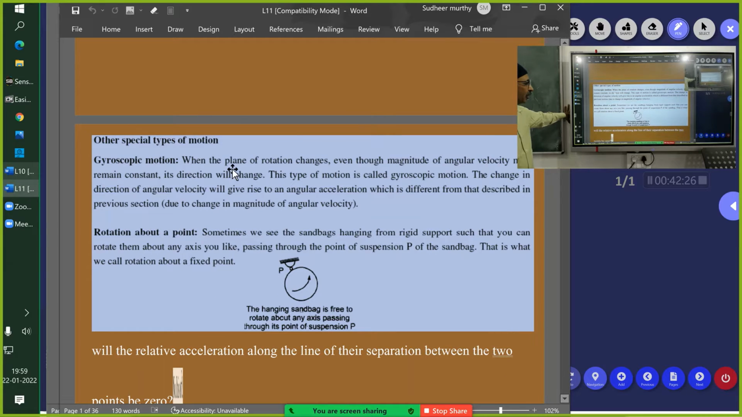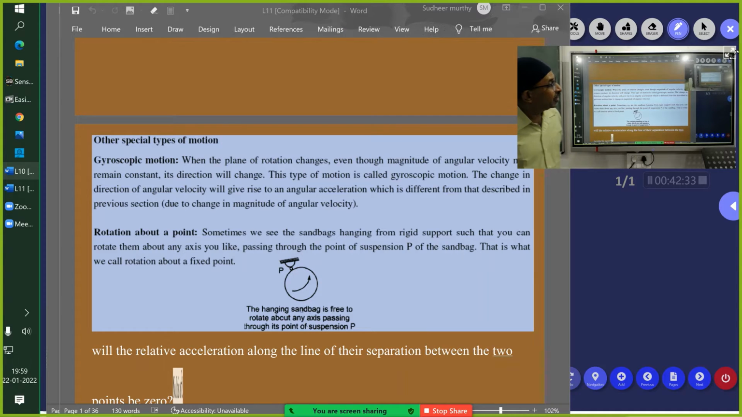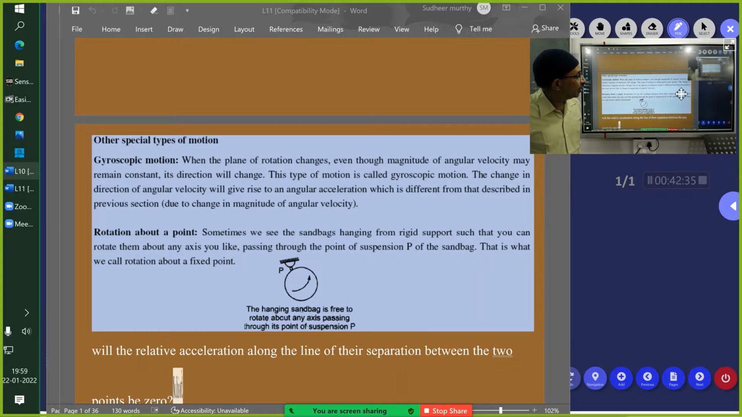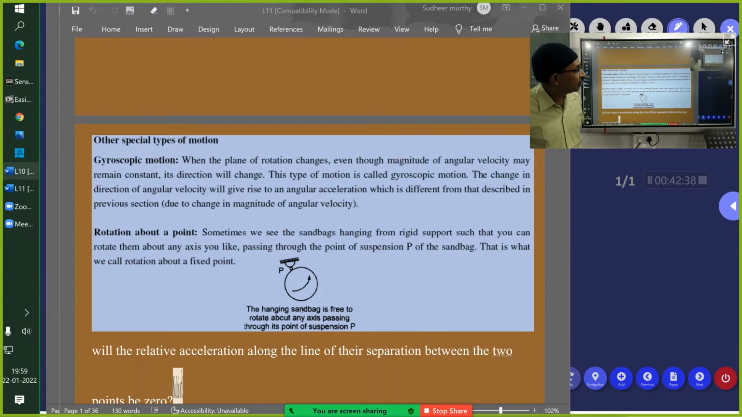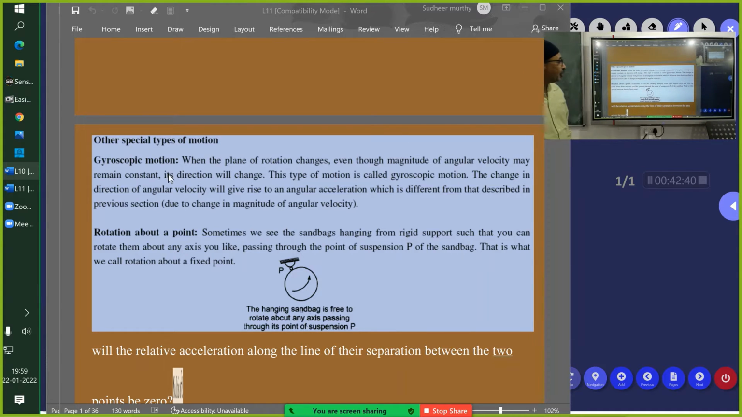Now, gyroscopic motion: when the plane of rotation changes, even though the magnitude of the angular velocity may remain constant, its direction will change, isn't it? See, now something is rotating like this, so the omega bar is up. Now omega bar will tilt, but the magnitude is the same, only the direction has changed.